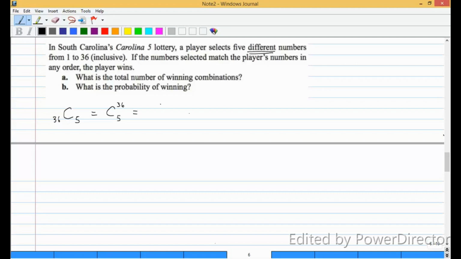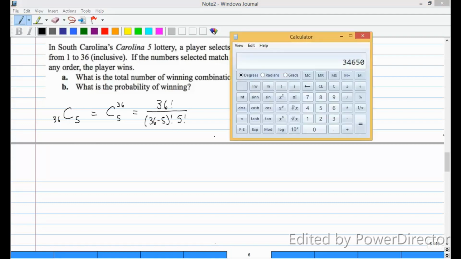Alright, so that would be 36 factorial divided by 36 minus 5 factorial times how many are we choosing? 5. So it's times 5 factorial. Now, in most calculators, if you just try to find 36 factorial, it's going to probably give you a scientific notation answer because that number is so big.